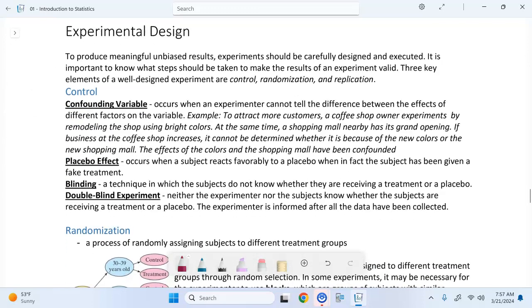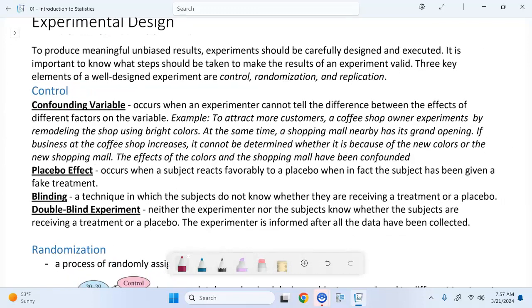In order to get meaningful results, we want them to be unbiased. Experiments, surveys, observational studies, whatever it is, they need to be very carefully designed and executed. To that end, there is a giant board of professionals that, whenever you want to do an experiment and you want it to be backed and supported, you have to get it approved by this institutional review board, where they look over your process to make sure that it is valid and ethical. That's the big part. They want to make sure it's ethical.